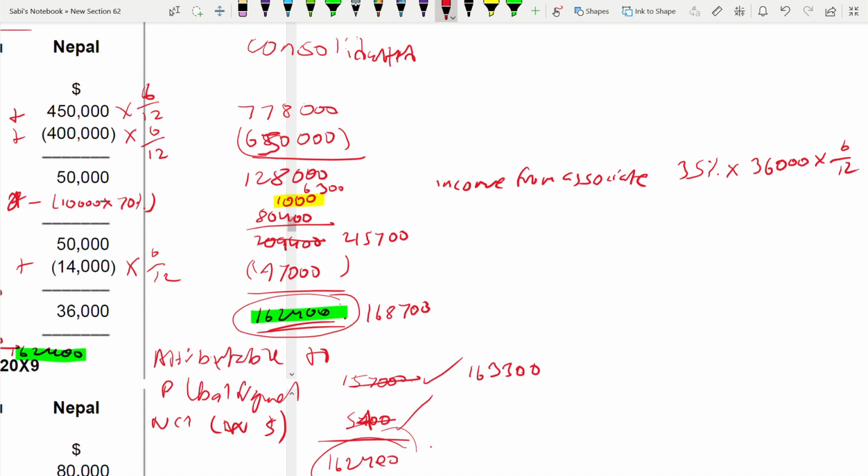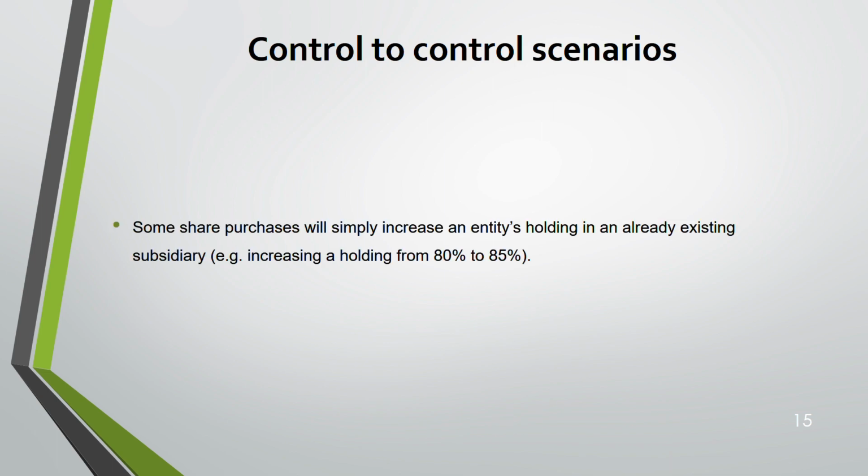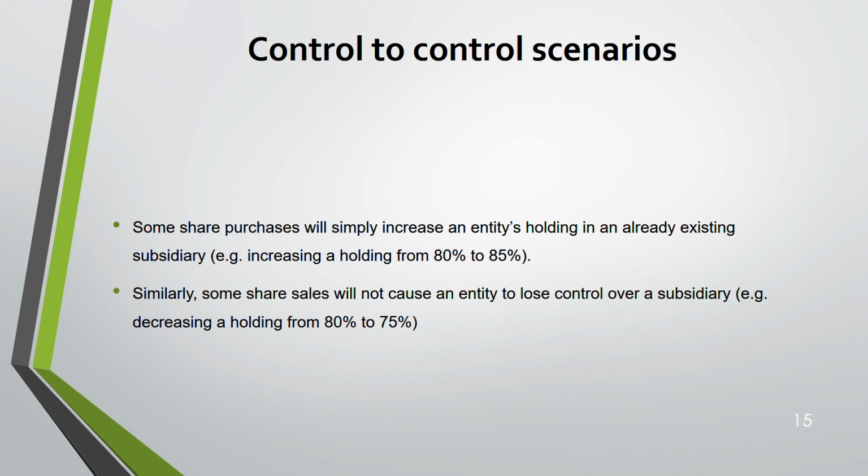So that's it. Now we'll be moving on to control scenarios. The first here: some share purchase will simply increase your entity's holding. It will not give you any control. You are already having control. Now it's just your percentage increasing. For example, before you have 80, now it's 85%. Same way, when you are selling and go from 80 to 75, you are not losing any control.